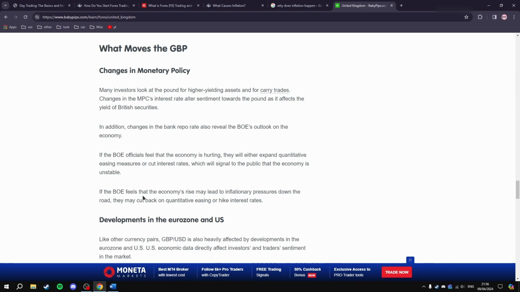If the Bank of England feels that the economy's rise may lead to inflationary pressures down the road, then they may cut back on quantitative easing or hike interest rates.